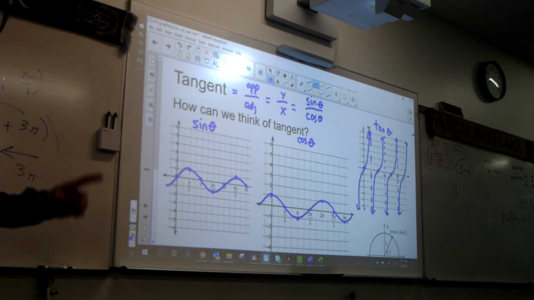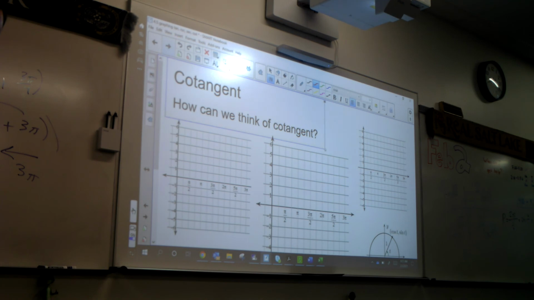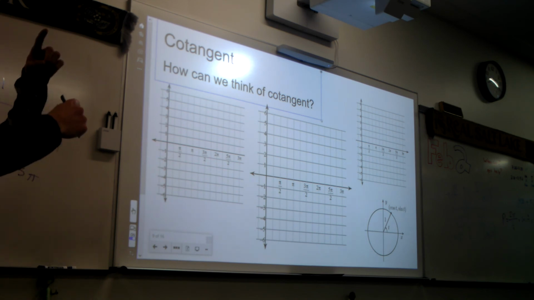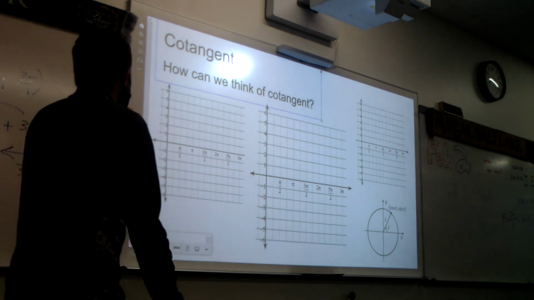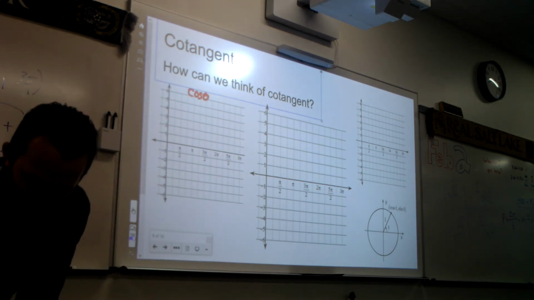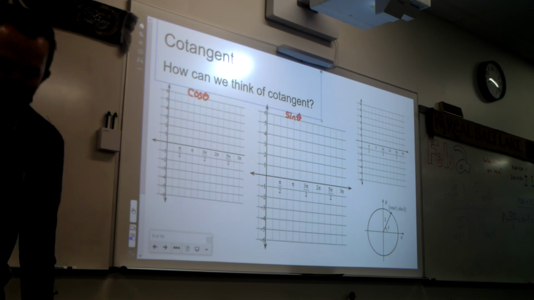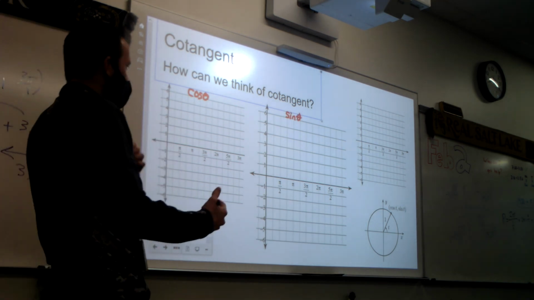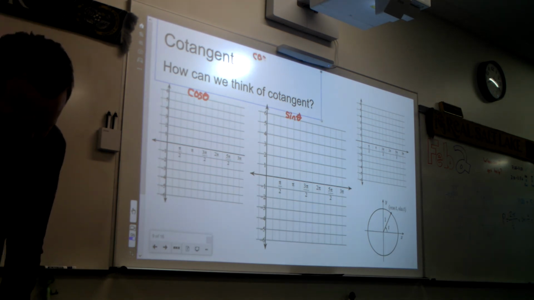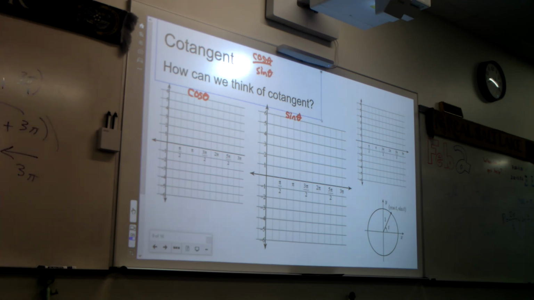Now, we got one more. What's our last one? How are we going to think of cotangent? Instead of sine over cosine, it's cosine over sine. So now I want you to do cosine here and sine here. And then I'm going to give you a chance to just try to do this on your own. I want you to figure out what happens when I take values of cosine and divide it by values of sine. So I'm going to give you a few minutes to come up with the parent functions and then try to come up with this on your own.